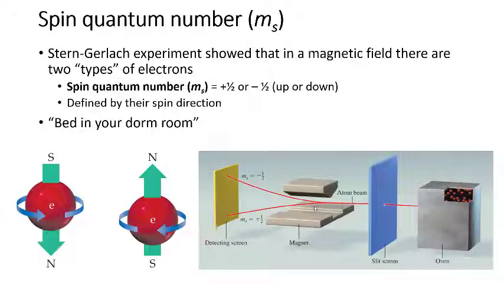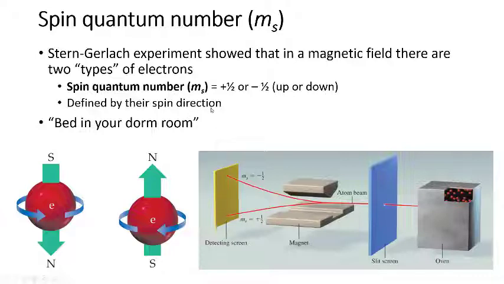So the Stern-Gerlach experiment shows that in a magnetic field there are 2 types of electrons, a spin up and a spin down. And so we identify which direction of spin happens by the spin quantum number m sub s, as a value of either plus 1/2 or minus 1/2. And that corresponds to either spin up or spin down. And so this is defined by the spin direction of an electron.